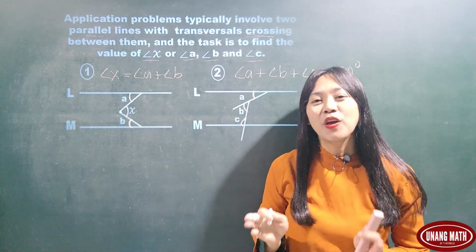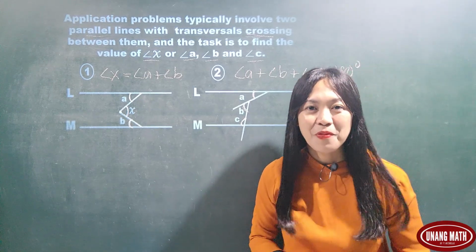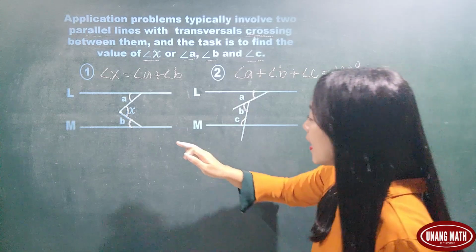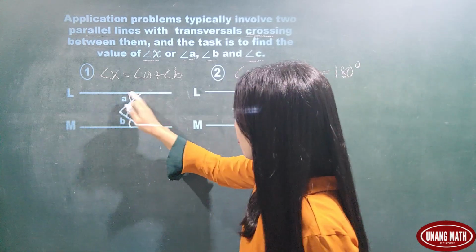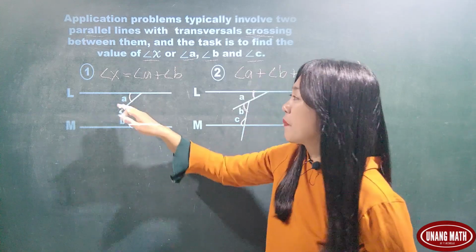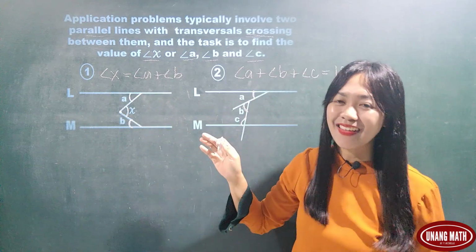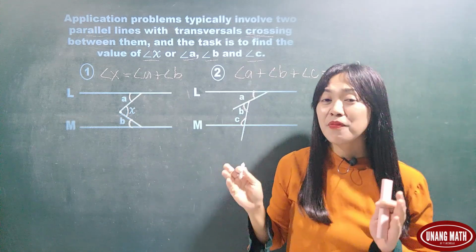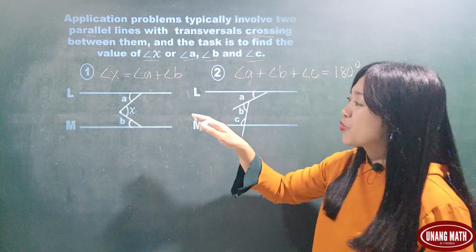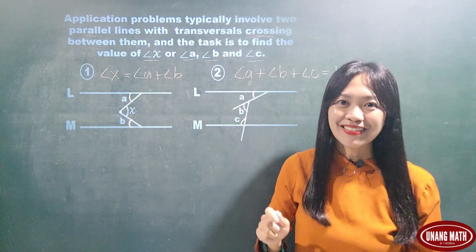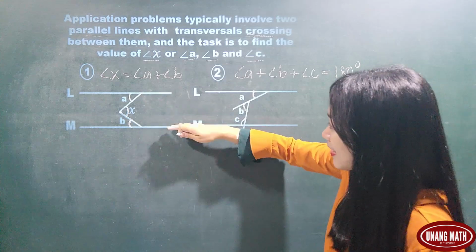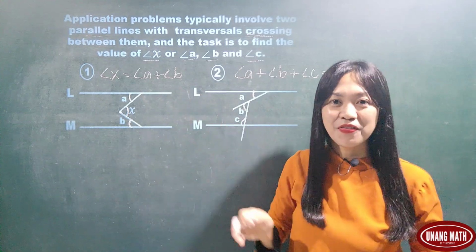Okay, but we should not just memorize these formulas. It's because they can put lots of transversals or lines between the parallel lines. So if you will just memorize the formulas, then it will be very confusing to find the measure of the angles. So the important thing is you have to understand the given and the figure.